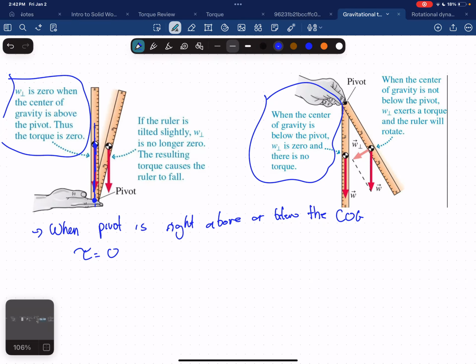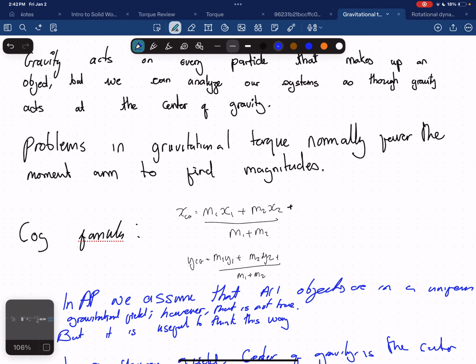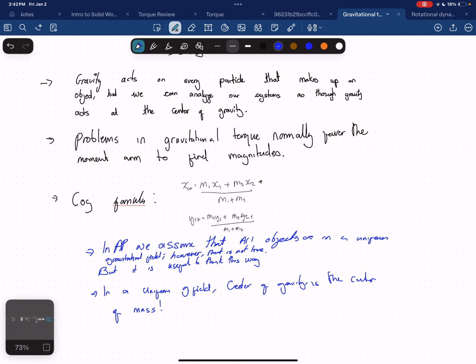So yeah, anyways, a quick summary. Gravity acts on every particle that makes up an object, but we analyze our systems as though gravity acts at the center of gravity. Problems in gravitational torque normally favor the moment arm to find magnitudes, but it doesn't really matter. The center of gravity formula is xCG equals m1 x1 plus m2 x2 over m1 plus m2. yCG, y center of gravity, same thing except y's instead of x's.